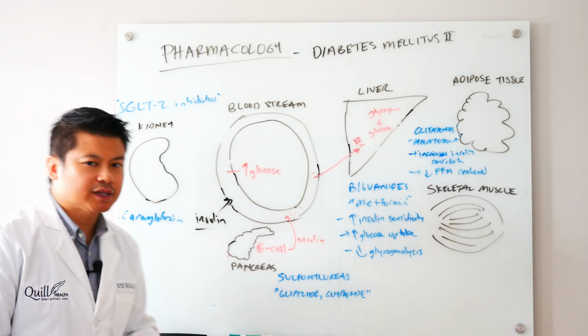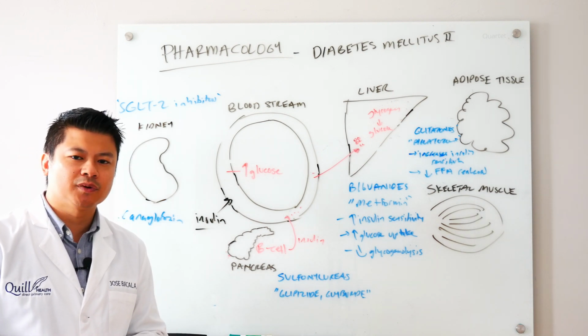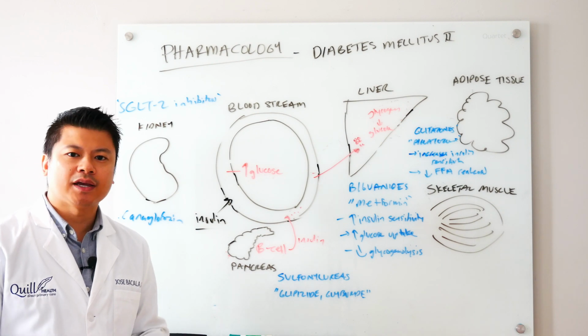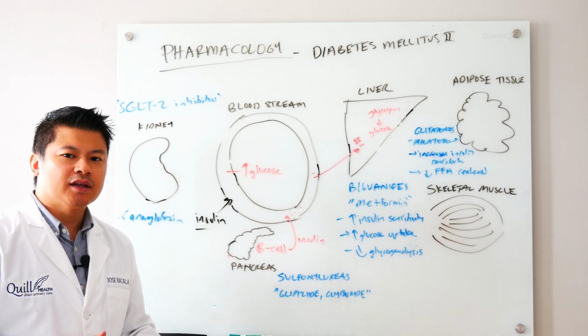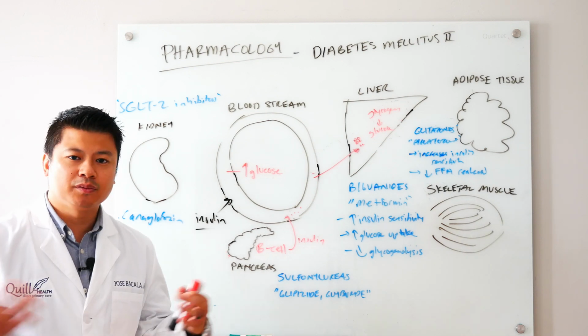But I hope that all this kind of gives you an idea of how all the different types of type 2 diabetic medications work. But I always suggest to look back and read about these medications and learn it for yourself. But also, just look at this diagram to kind of help you put everything together.